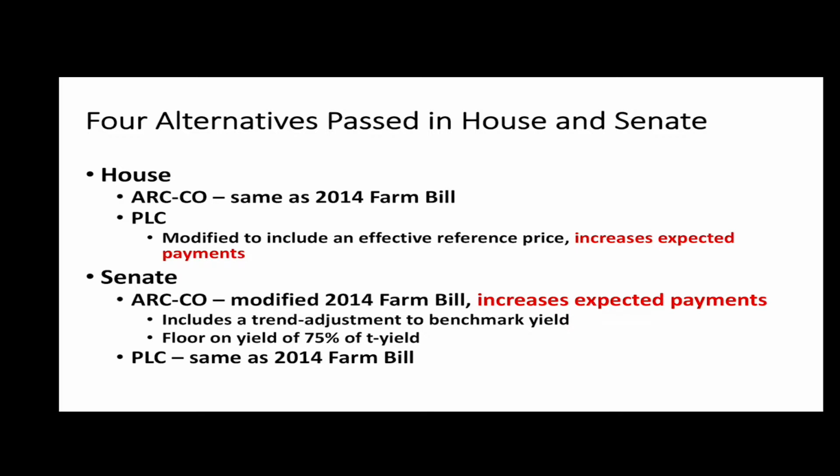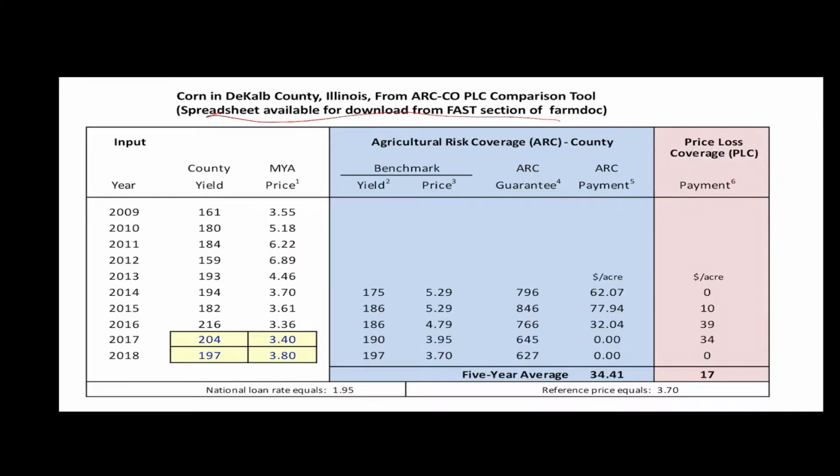I'm going to again go through each one of these, beginning with ARC-County, and we'll do the House version, which is the same as the currently existing version. The example that I'm giving is again for DeKalb County, Illinois. The screenshot that you're seeing here is actually from our FAST tool, which is a spreadsheet tool, which you can download from farmdoc. These are actual payments here from ARC-County for 2014 through 2016. We're still projecting for 2017 and 2018, but it's pretty clear for at least ARC-County in 2017 that those payments are going to be zero, and it's highly likely that those payments are going to be zero in 2018.